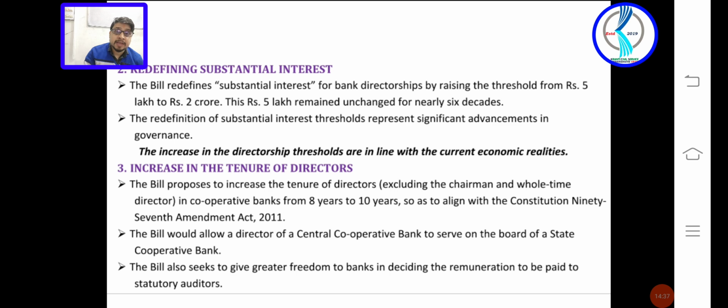This is the first time this is happening in our country. The usual convention has been that the director of the State Cooperative Bank will be appointed from the RBI. But now this time, the director of the Central Cooperative Bank at the district level can be promoted to become the director of the State Cooperative Bank. That is the change this act, or this bill, has brought.